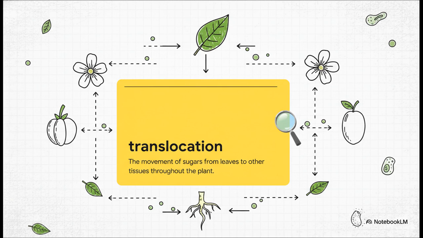See, this is more than just diffusion. The mark scheme demands this exact term because it describes the active movement of sugars from where they're made, the source, like the leaves, to where they're needed, the sinks, like the roots or growing tips. Using translocation shows you really get it.